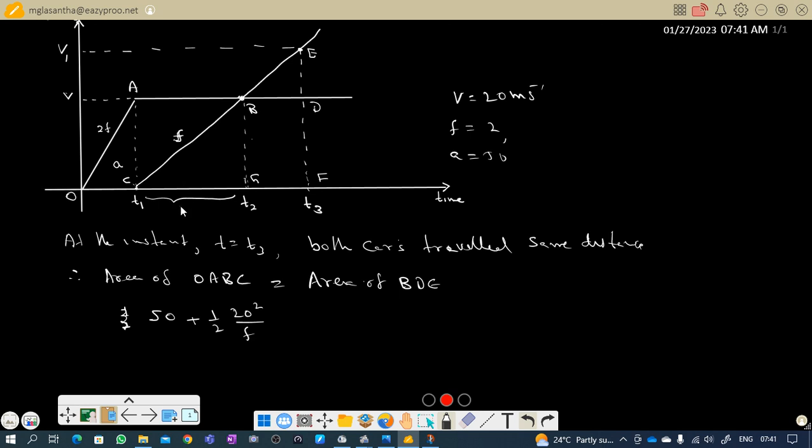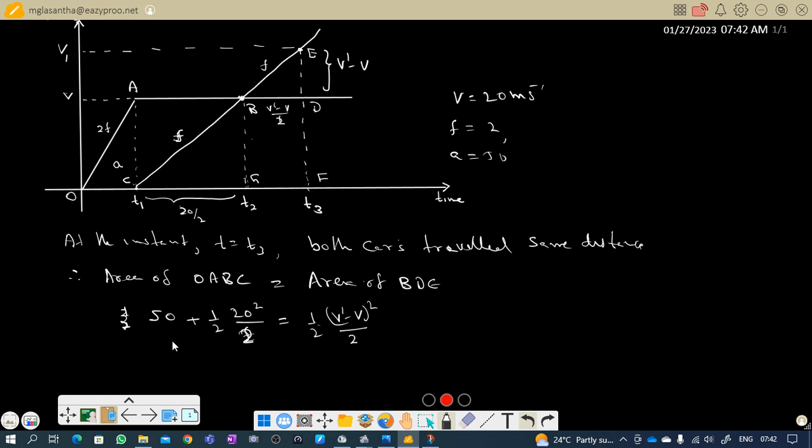So this is 20 over 2, into 20, right? Equals, so what is this length? This length is V dash minus V. Now this area you can calculate: V dash minus V divided by F, that is 2, right? Then you can easily calculate half into (V dash minus V) squared by 2.